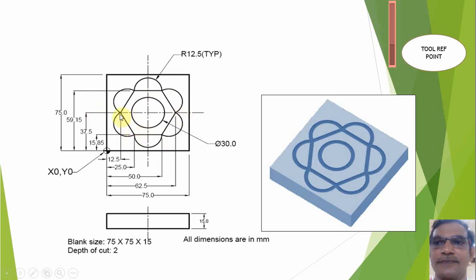For linear interpolation, the syntax will be x, y with feed rate, that's all. For getting curvature, syntax will be G02 or G03, x value, y value, and then r value with some feed rate. Say all the dimensions are given. Blank size will be 75 by 75 by 15 mm thickness. Depth of cut, that is our option only, 1 mm or 2 mm. As per the diagram, 2 mm we can give.